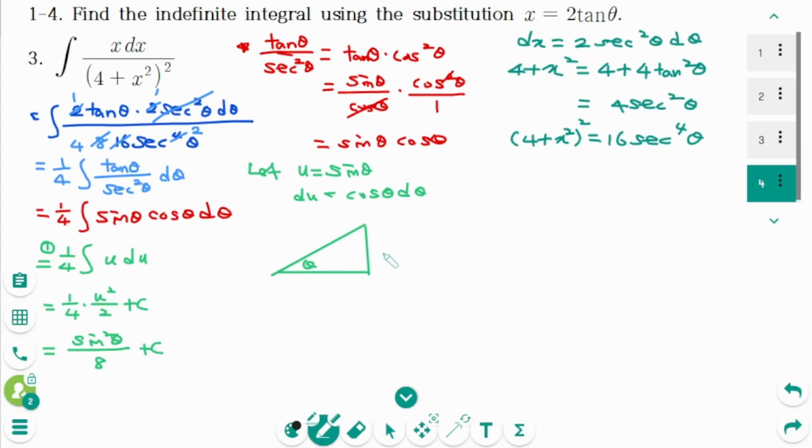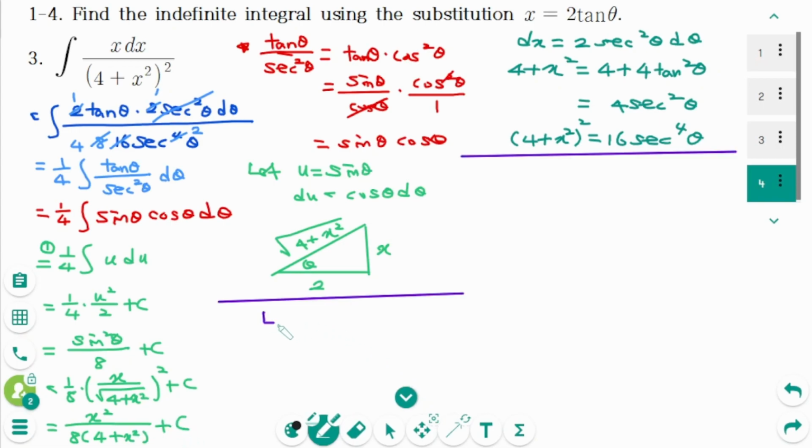The opposite side is x, adjacent side is 2. Then use the Pythagorean theorem. The hypotenuse is square root of 4 plus x squared. Then 1 over 8 times sine, which means x over square root of 4 plus x squared, then squared plus c. The final answer is x squared over 8 times 4 plus x squared plus c.